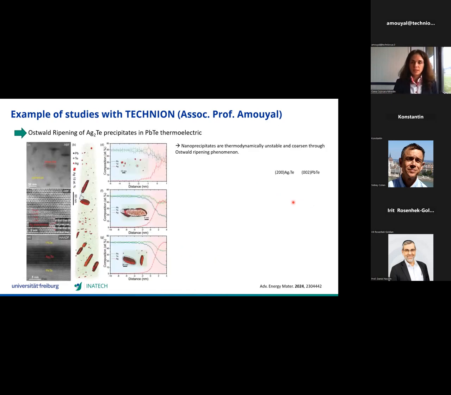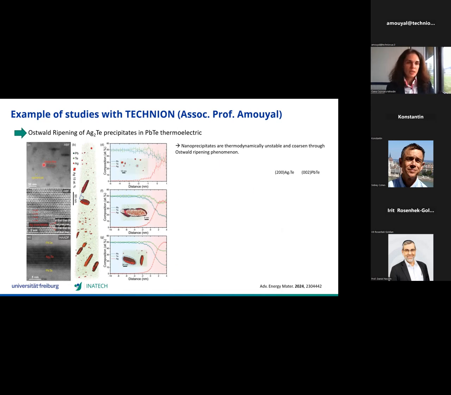So this is another example which we have published very recently this year, and I encourage you, if you have time, to read this paper. I hope you'll not be deceived. And this was also done in cooperation with Professor Amrial and the Max Planck Institute, where again we have investigated the precipitation inside the lead telluride thermoelectrics and the impact on the ZT parameter, on the efficiency of this material.